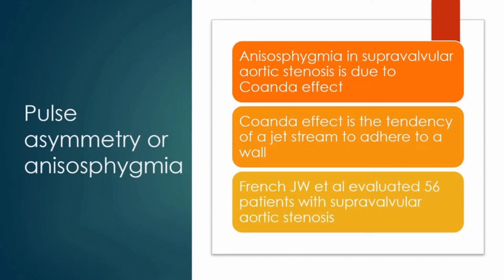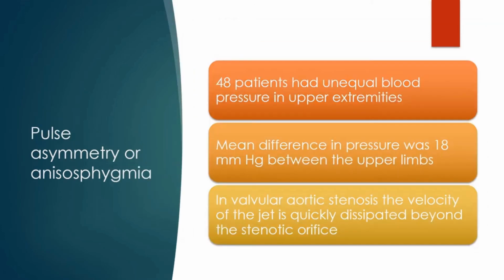Coanda effect is the tendency of a jet stream to adhere to a wall. French and colleagues evaluated 56 patients with supravalvular aortic stenosis. 48 patients had unequal blood pressure in the upper limbs. Mean difference in pressure was 18 millimeters of mercury between the upper limbs.